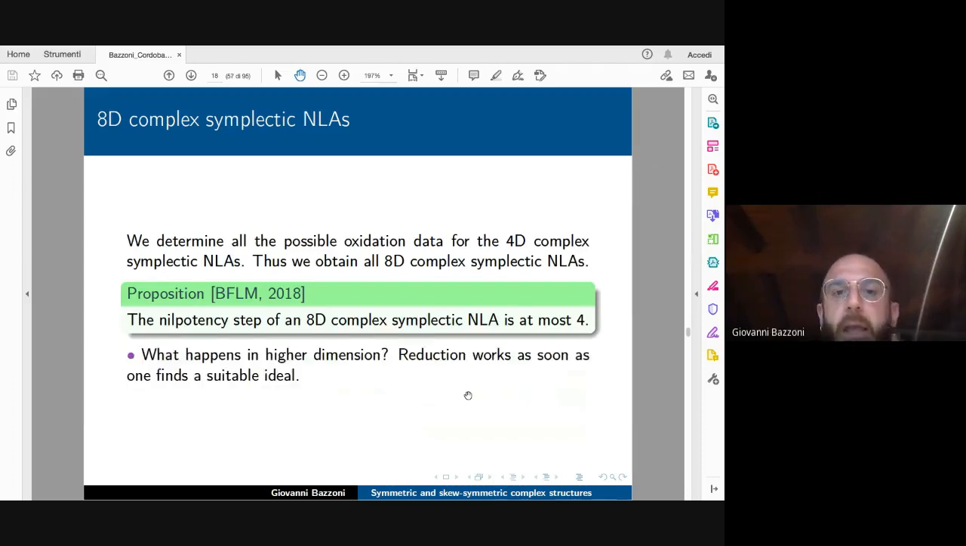Okay, and we don't know what happens in higher dimension. So we don't know if, for example, in dimension 12, the nilpotency step is at most 6 or something like that. We have no idea. Of course, you can reduce only if you have a suitable ideal, which has to be J-invariant and isotropic. So we don't even know if you can reduce everything. So we don't know what happens starting in dimension 12.